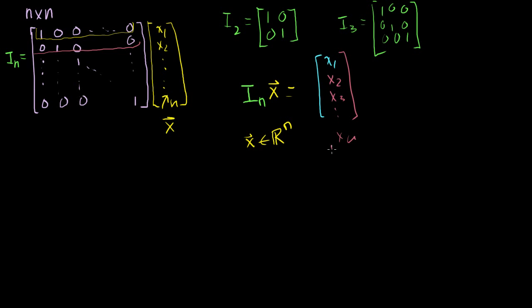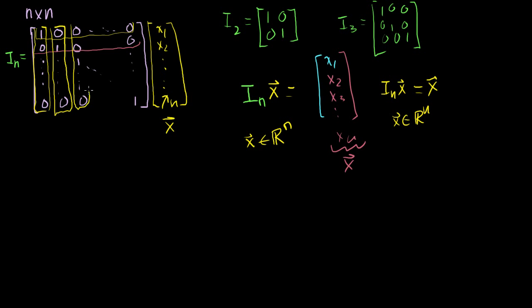But what is this thing equal to? This is just equal to x. So the neat thing about this identity matrix that we've created is that when you multiply it times any vector, you get the vector again. The identity matrix times any vector in Rn, it's only defined for vectors in Rn, is equal to that vector again. And actually, the set of columns of the identity matrix has a special name.